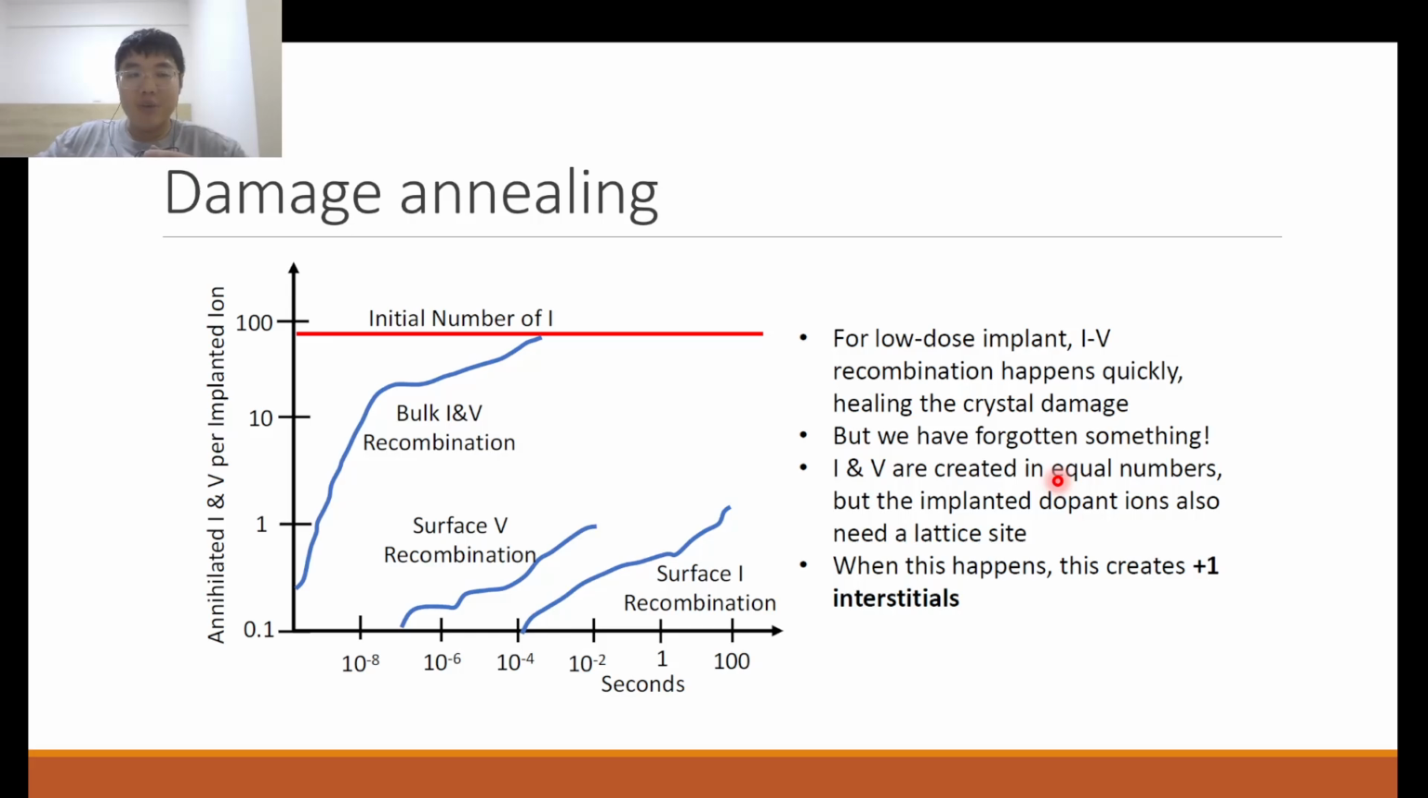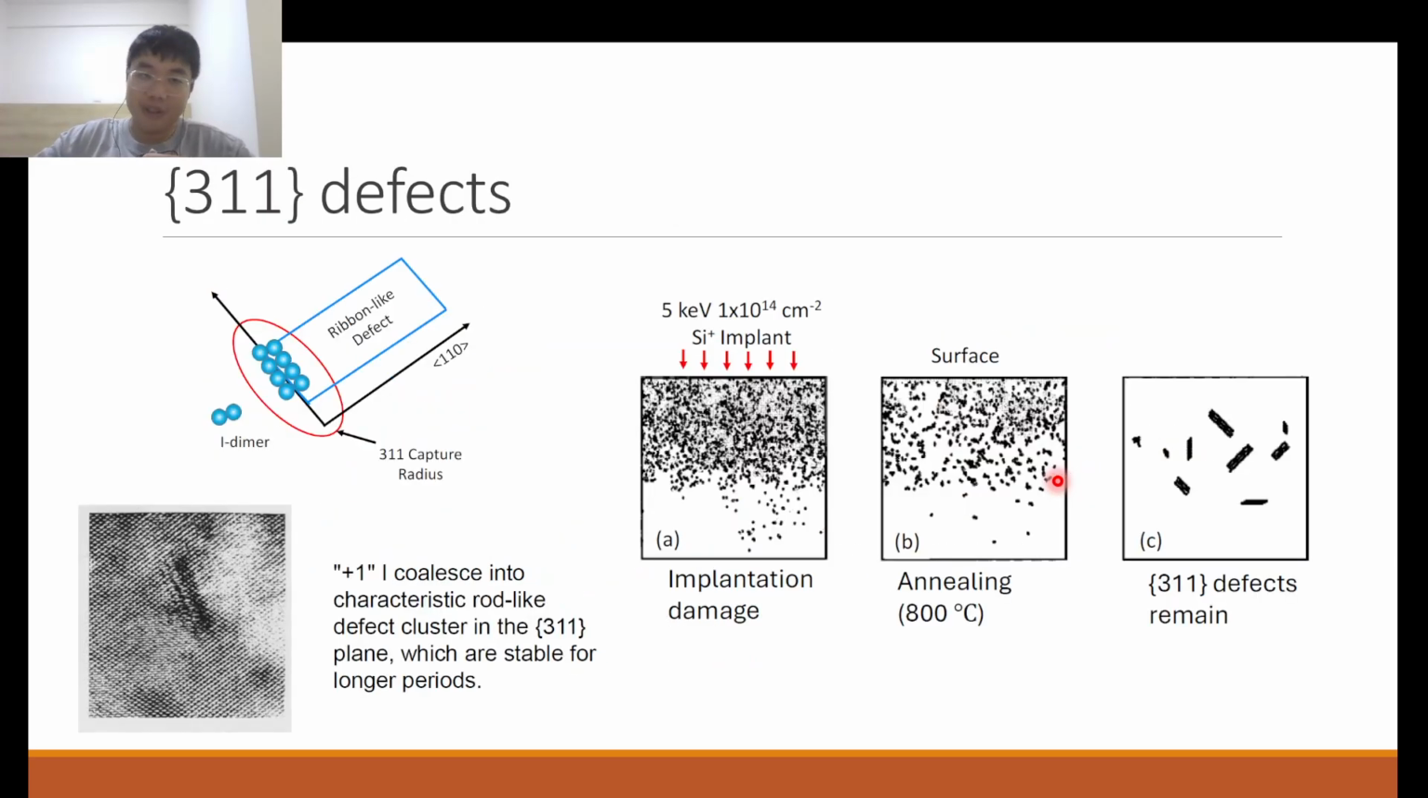So what happens is that we have some remaining interstitials left behind that are not able to combine with a vacancy to anneal. So these interstitials remain floating around. So these are called +1 interstitials. Okay. So why are +1 interstitials important?